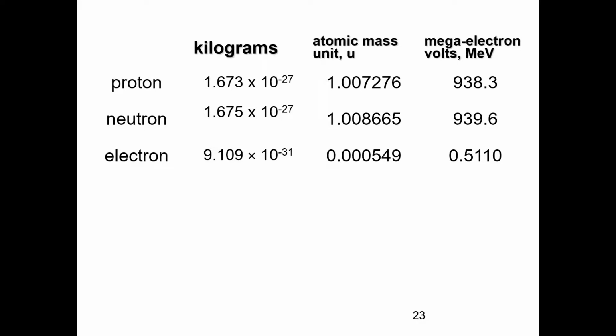Here are the sizes of the three particles. Although we have used kilograms all year, we won't be using them in this unit. Atomic mass units, symbolized by the lowercase u, is the unit used in chemistry. We will use that sometimes. But nuclear physicists prefer the unit electron volt, or in this case, megaelectron volt, and we'll even see gigaelectron volt used. And we'll be using that one sometimes.